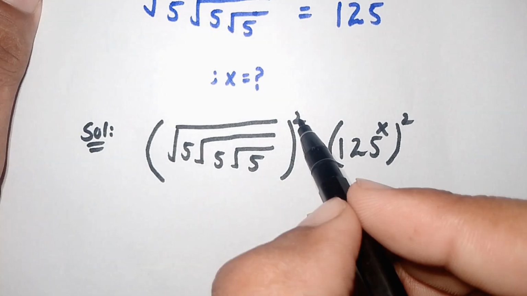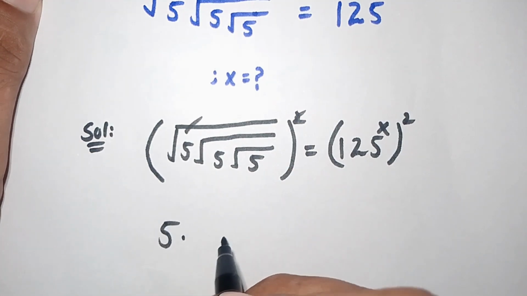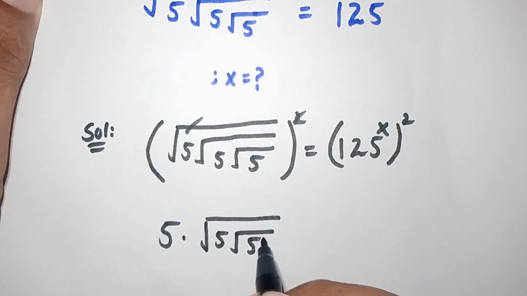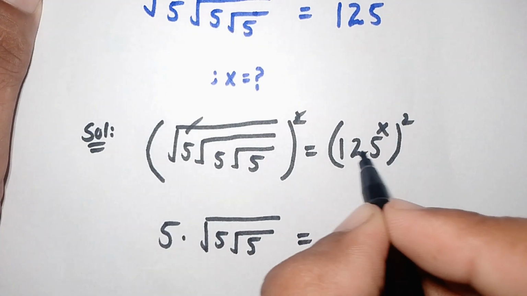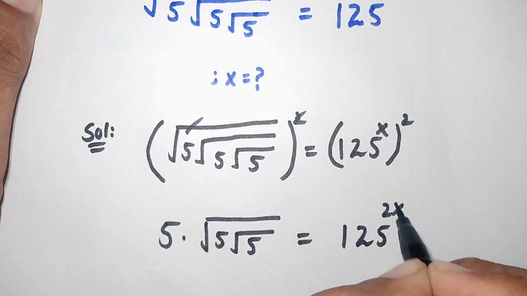So in the next step, this square cancels with this square root. So here 5 times square root of 5 and square root of 5 is equal to 125 to the power of 2 times x, which is 2x.